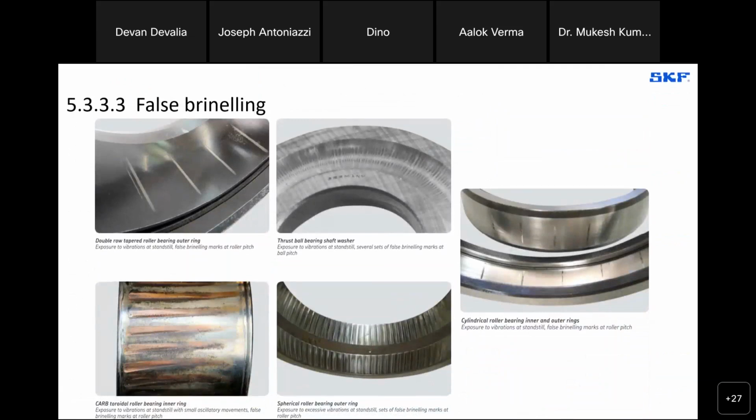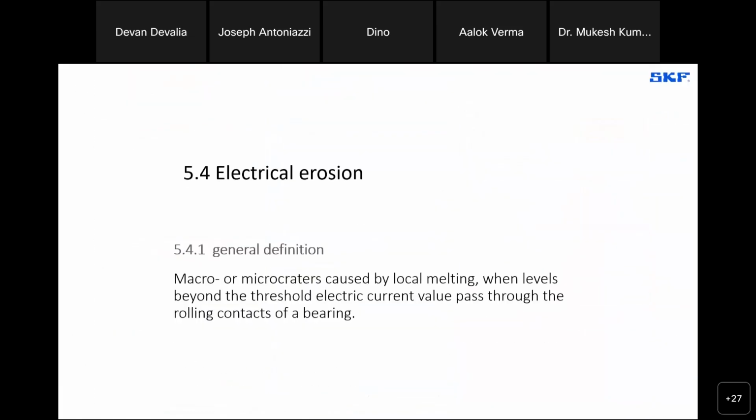And a true Brinell is actually a dent. A false Brinell means that it was made by this hammering or shot peening type of action, and as such, it's not a true dent. Okay? Electrical erosion: macro or micro craters caused by local melting when the level of a threshold electric current value passes through.